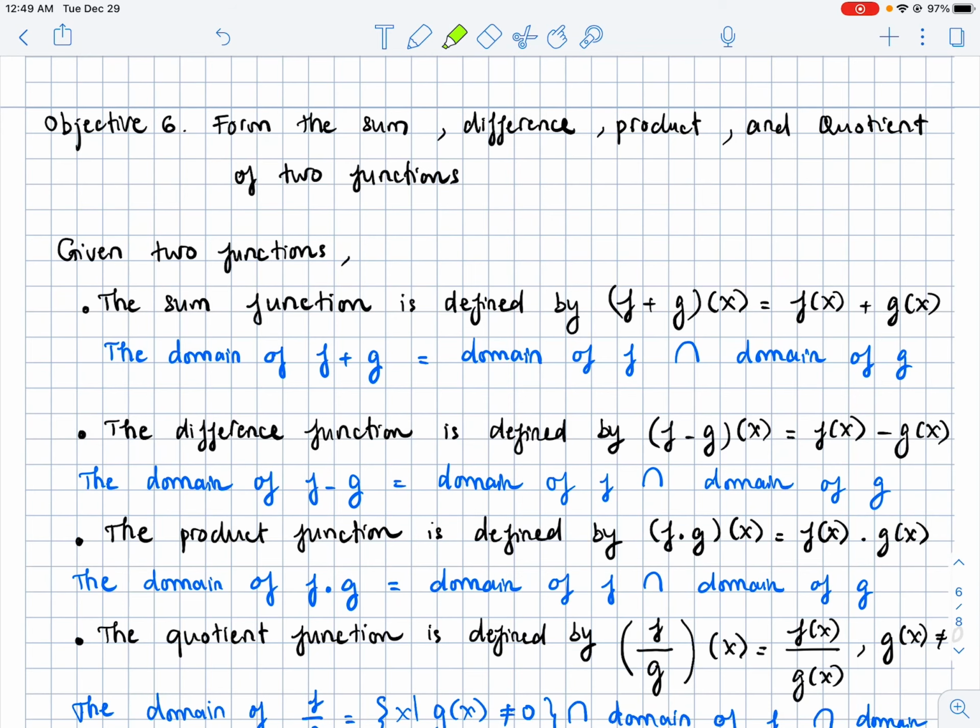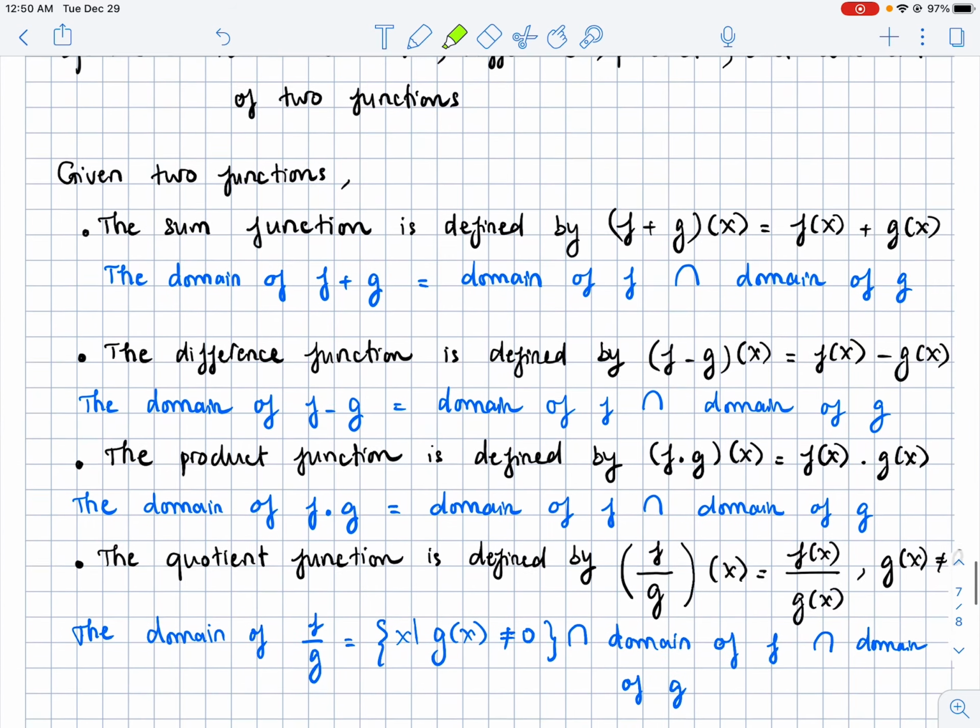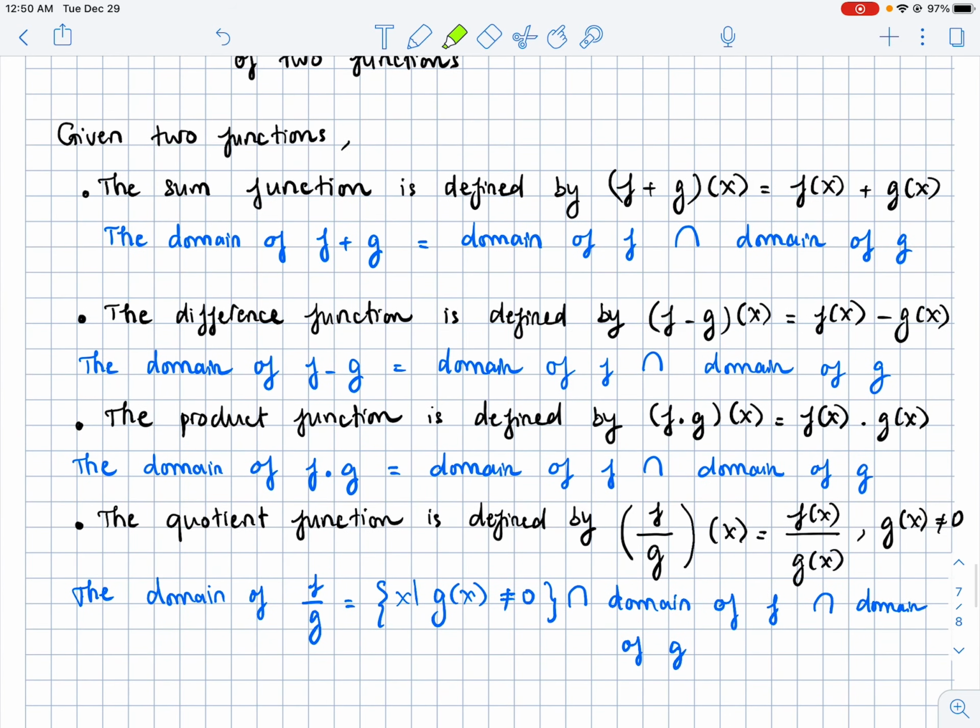Objective number 6. Form the sum, difference, product, and quotient of two functions. The notation of the sum, the product, the difference, and the quotient of the two functions is in the parentheses, like this. It's very simple.